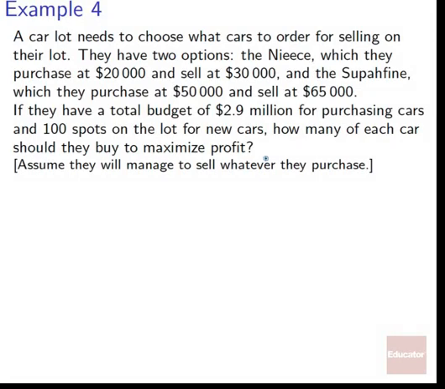So first, we're going to have to figure out how many Nice they buy. So let's say N is going to be the symbol that we use for the number of Nice cars that they buy, however many that is. And then S will symbolize the number of Superfines that they buy.